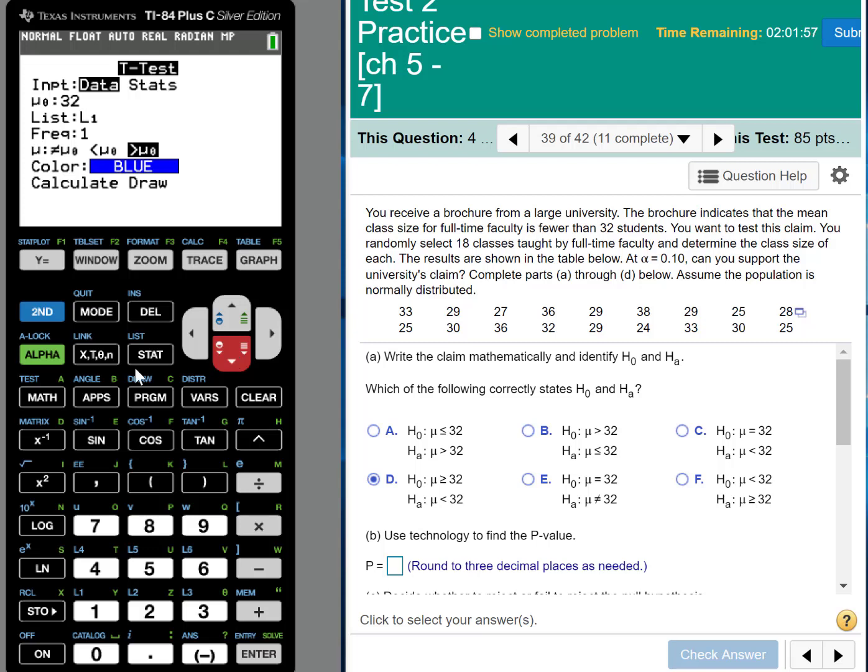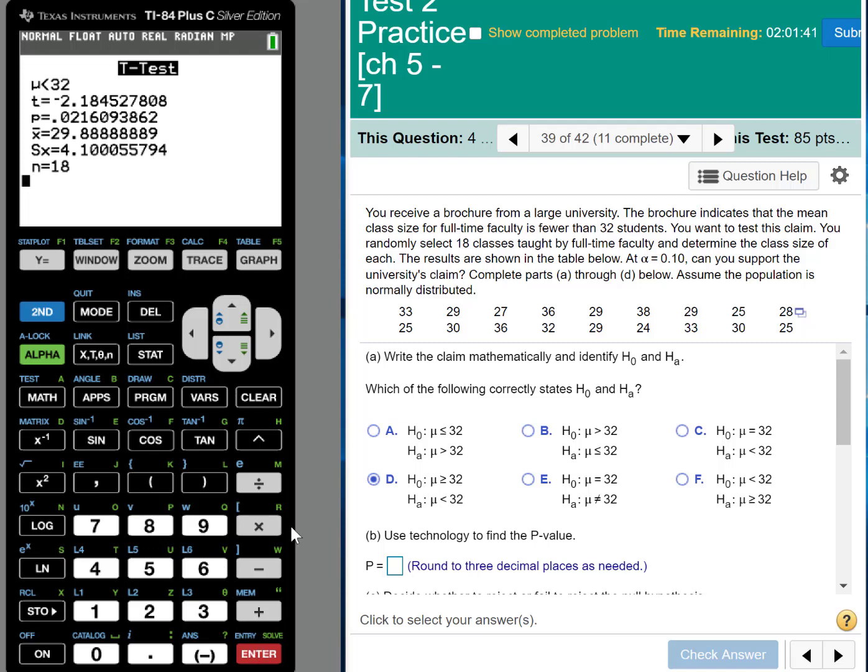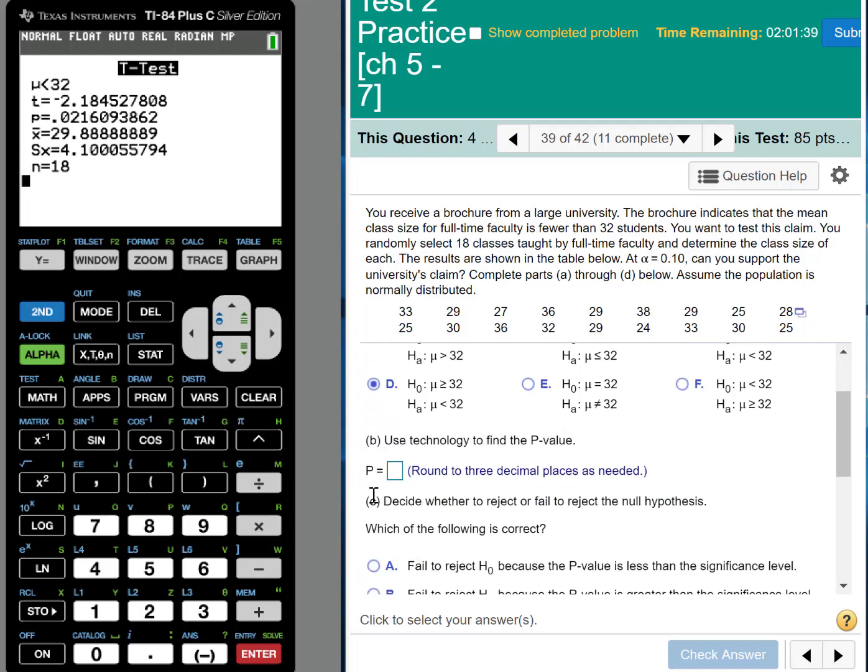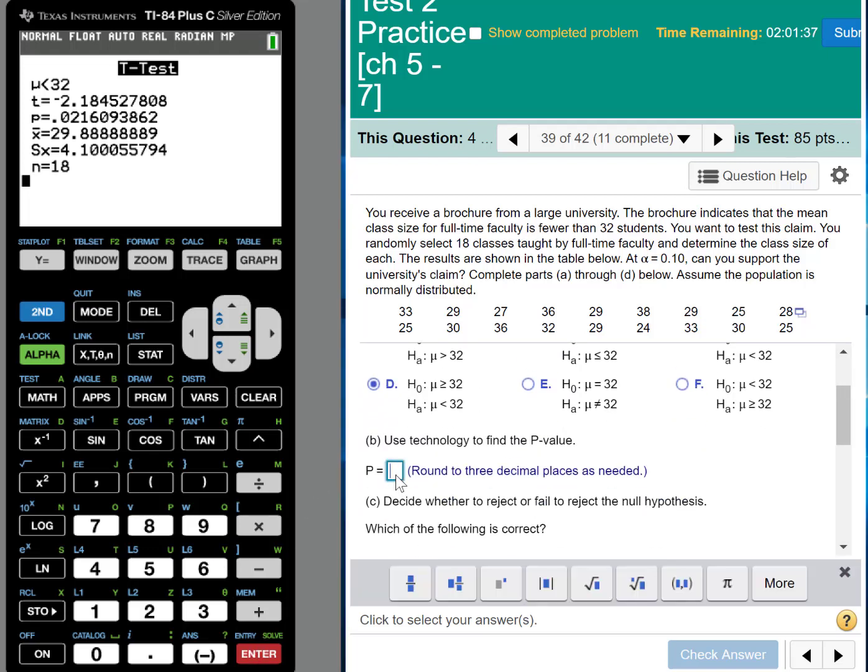So you press the second key and then number 2. Frequency, don't change this one. We need to check if it is less than 32. That's the alternative sign. And calculate. And I got T. Oh, he wants only the p-value. Okay. The p-value is 0.022 if you round to 3 decimal places.